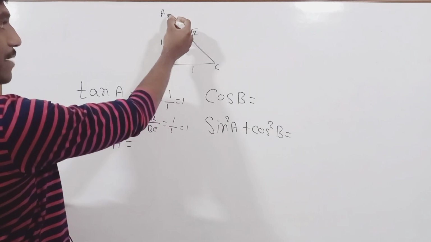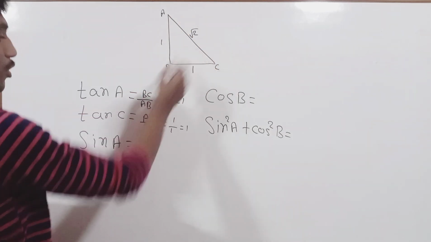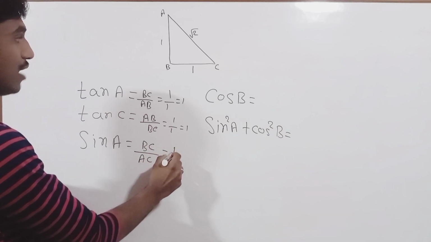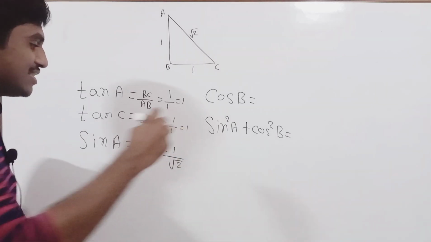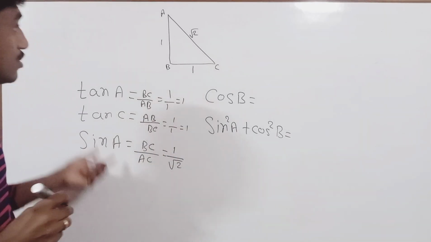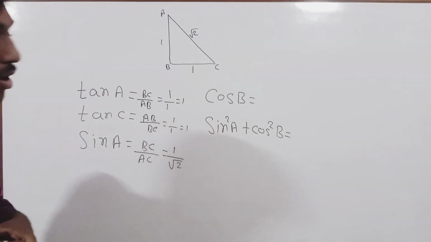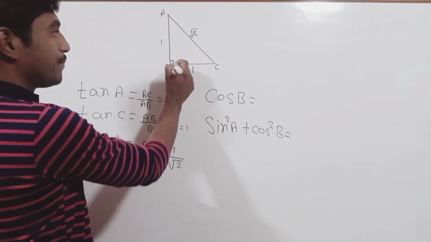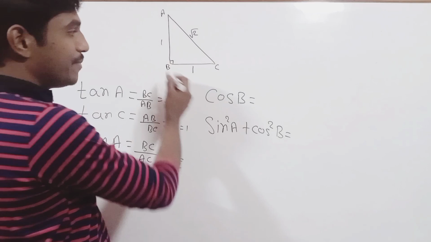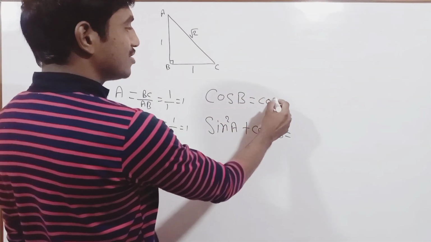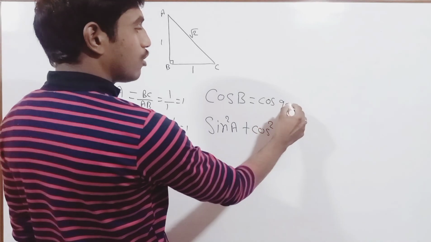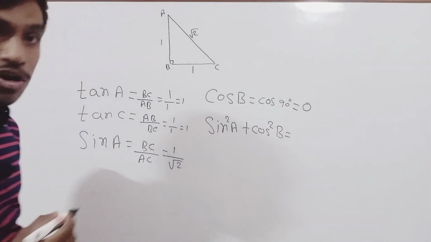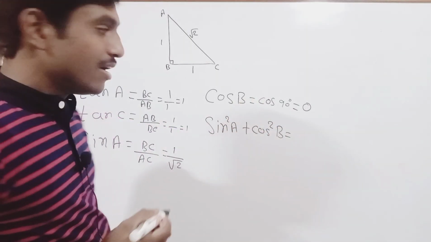Sin A means this angle A, opposite by hypotenuse. So opposite is BC by hypotenuse is AC. So BC is 1, hypotenuse is root 2. So the answer is 1 by root 2. So this is the value of sin A. Now the next problem is cos B. But we know that this angle B is 90 degree. That means cos B means cos 90 degree. So what is cos 90? Cos 90 value is 0. So the value of cos B is 0.